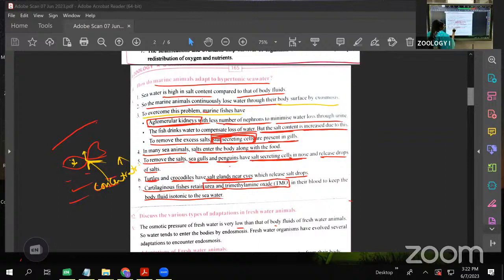Next, the cartilaginous fishes retain, meaning store, urea and TMO, trimethylamine oxide, to keep isotonic to the body fluids of the seawater. Clear? This one is about the adaptations of the seawater.